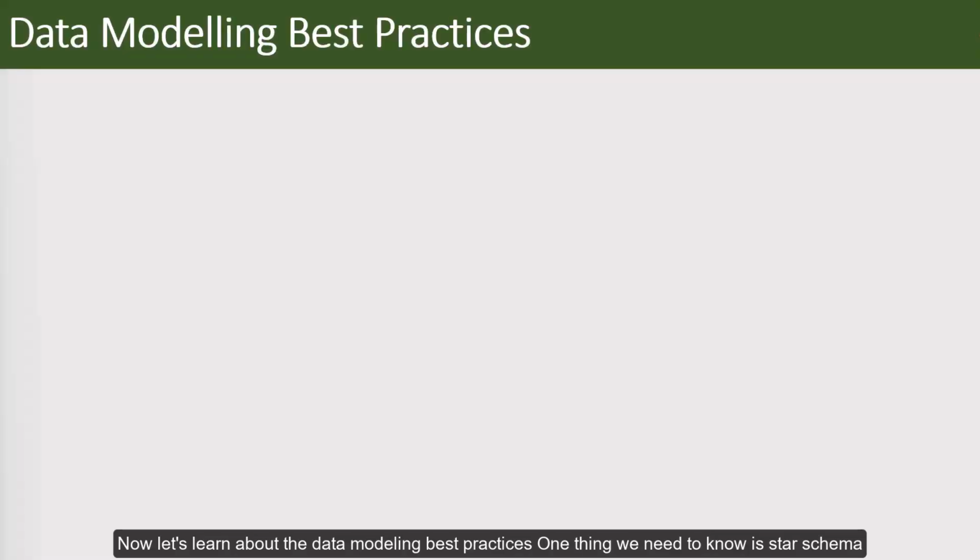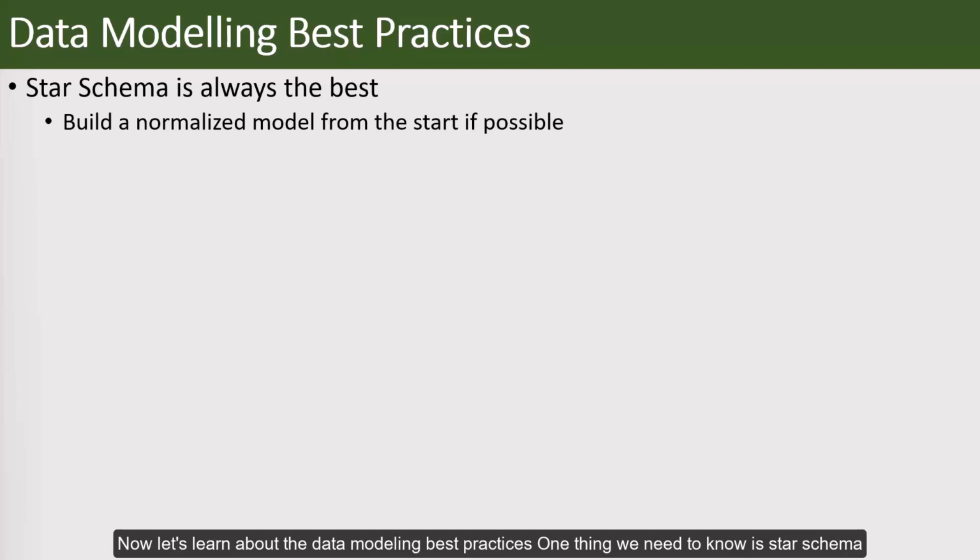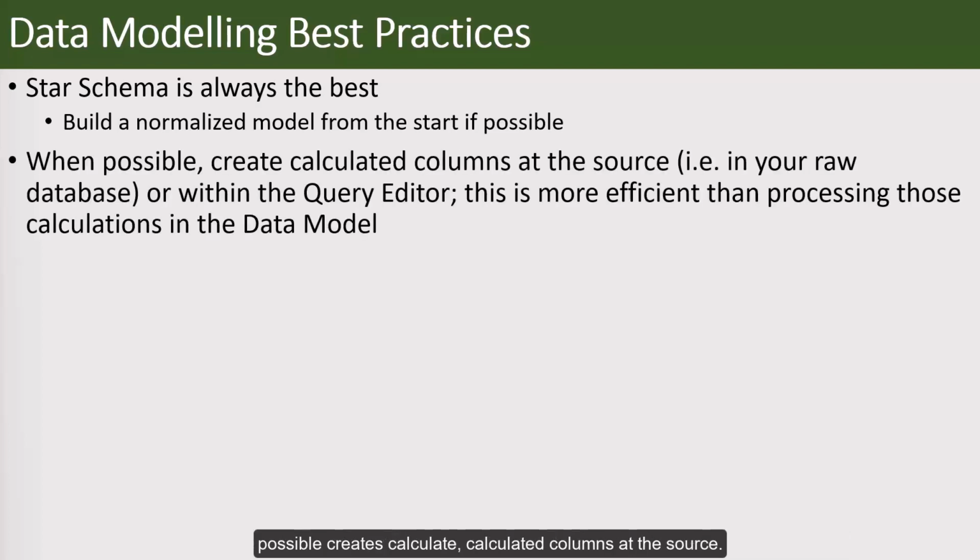Now let's learn about data modeling best practices. One thing we need to know is star schema is always the best. So build a normalized model from the start if possible. And it should be possible. So just build a normalized data model from the start. And when possible, create calculated columns at the source.